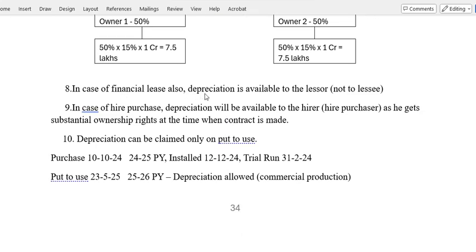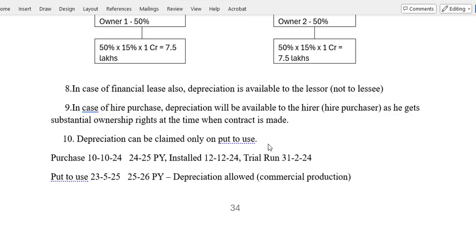In case of financial lease, depreciation is available to the lessor. The lessor is the owner, not the lessee. The asset will be transferred to the lessee at the end of the lease period, maybe for a small amount that is to be paid, then he can take the asset in his name. But the depreciation will be allowed to the lessor in that case. But in case of hire purchase, it is allowed to the buyer. Depreciation will be available to the hire purchaser, as he gets substantial ownership rights at the time when the contract is made.